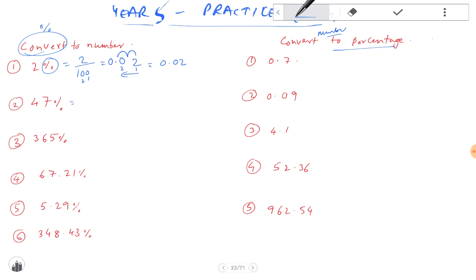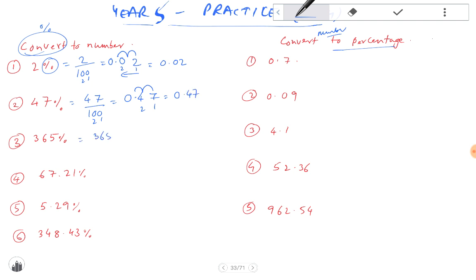When we have 47 percentage, you take 47, divide that by 100, and we write the number again in the answer section. We jump the decimal by 2 places. 1, 2, put a decimal and a 0. 0.47.